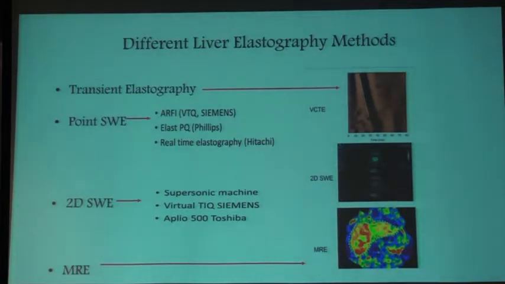The transient elastography, which means the machine or the FibroScan; we have the shear wave elastography, the RV, the Elasto PQ Philips company, real-time elastography, Hitachi, and so on. Other machines like the Supersonic machine, Virtual Touch IQ Siemens, and so on. And lastly, the MRE.